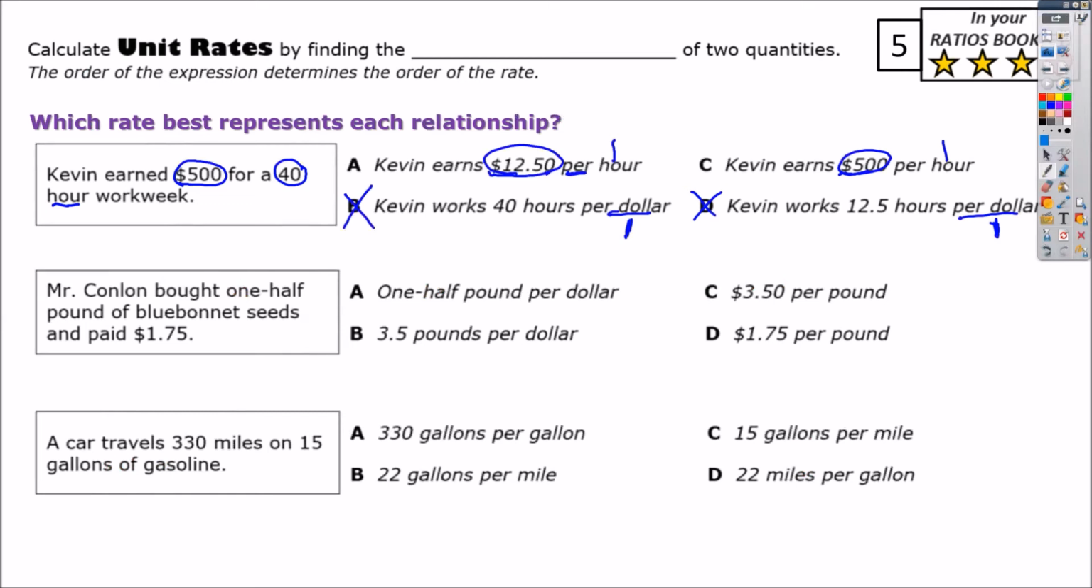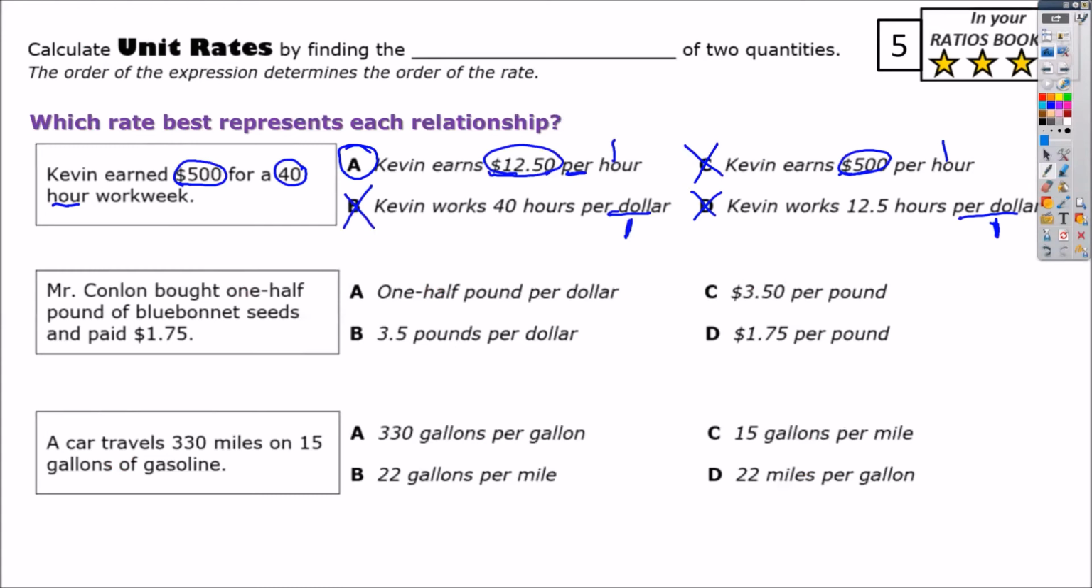Go back and read the question. It says Kevin earned $500 for 40 hours of work. Now look at C. Kevin earns the same amount, $500 for 1 hour of work. That's impossible, right? It just said for 40 hours he makes 500. So now you can knock off C, and you know the answer is A. Why don't you try the next 2 and check with me?